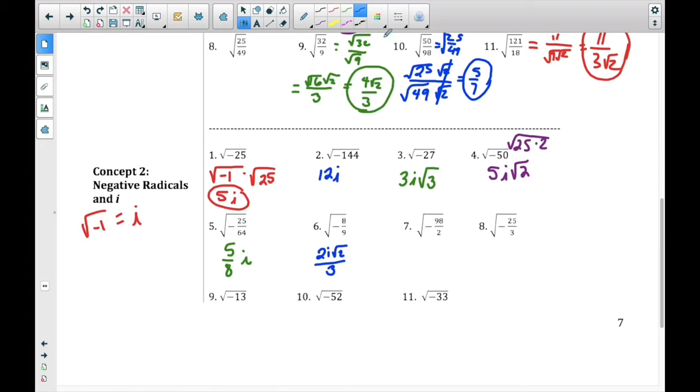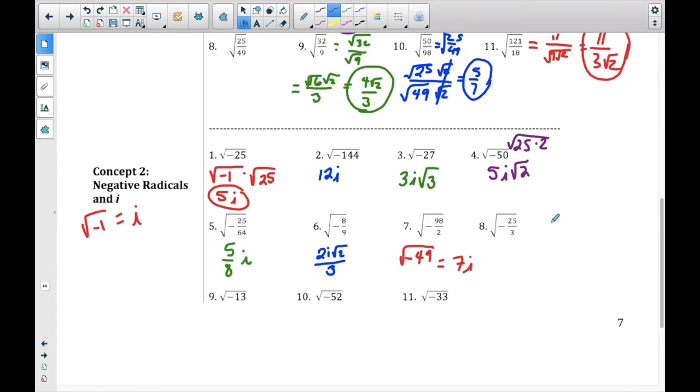Okay, we get to number 7 and we start to talk about rationalizing the denominator. Do you remember talking about rationalizing the denominator? You probably talked about it in Algebra 1. You definitely talked about it in geometry. Well, on number 7, actually, the 2 cancels out. Do you see that? 2 goes into 98. So that actually can simplify down to negative 49. And so that's just a 7i.